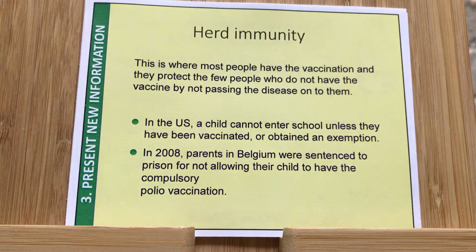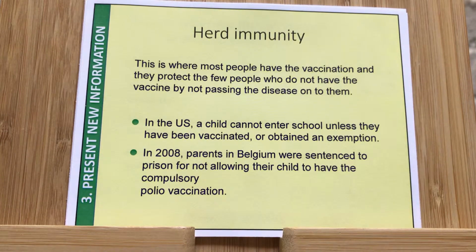This is where you might have your injections at school, and everybody has their injections except maybe one or two people, and those people are relying on everybody else having the injection and them not having it, and they're relying on those people to protect them, okay? Because if most people aren't going to get ill, then there's very few people to pass on that particular disease to the people who haven't had the injection. Herd immunity only works if there's very few people who don't have the injection, okay? So it's where most people have the vaccination, and some people who don't, they're protected by those who did have it.